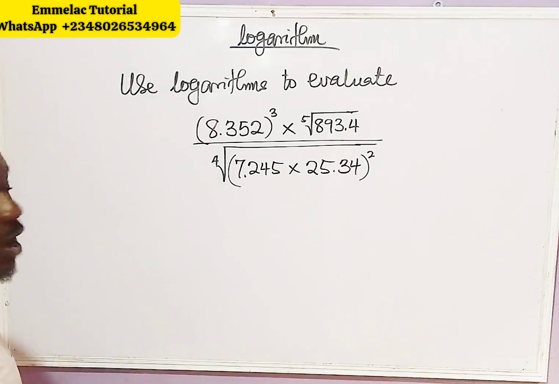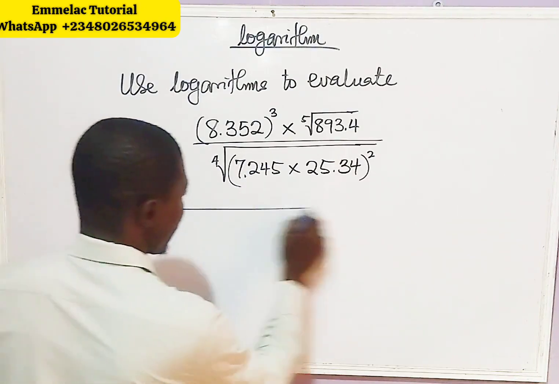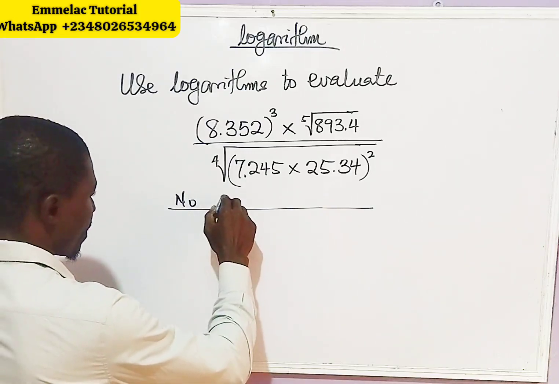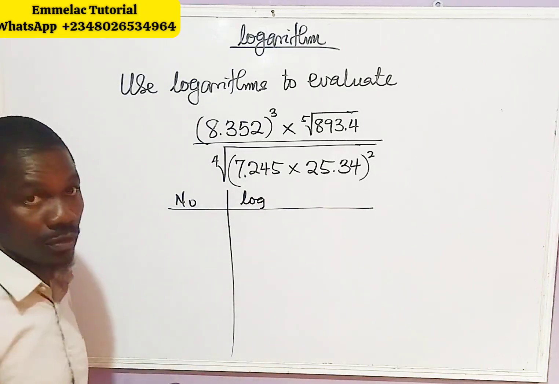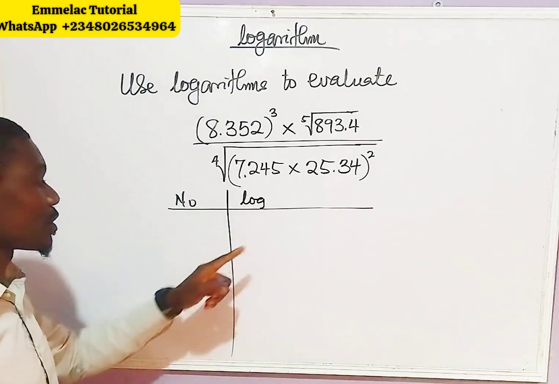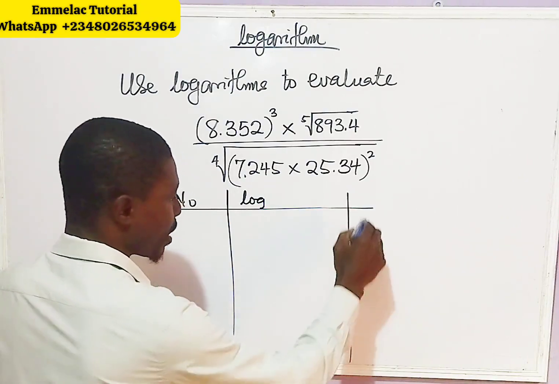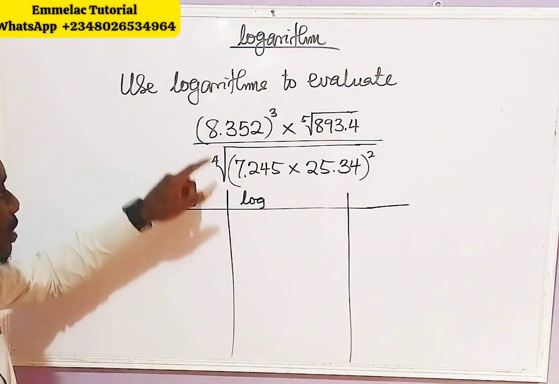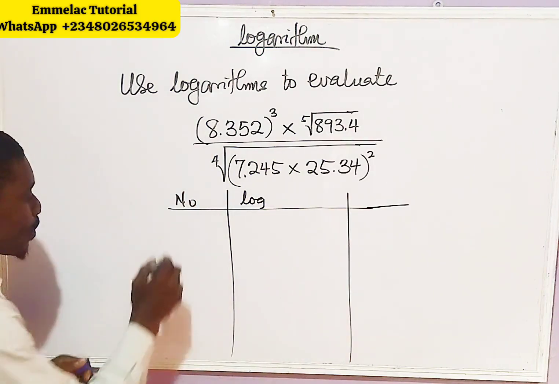Okay, alright, so how do we go about it? First of all, we'll draw this line. Here we have number, then here we have log, that is the logarithm of the number. Then let us have here, in case of any other calculations that we'll probably need to plug in. Now let us start with the first one, that's the numerator.